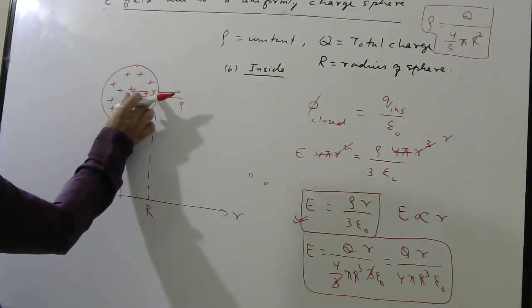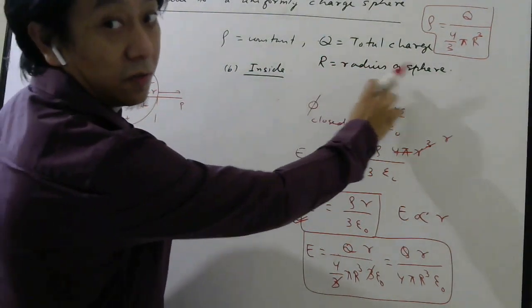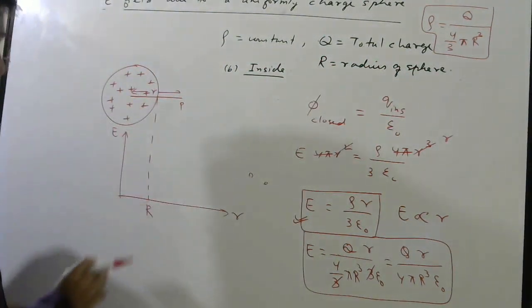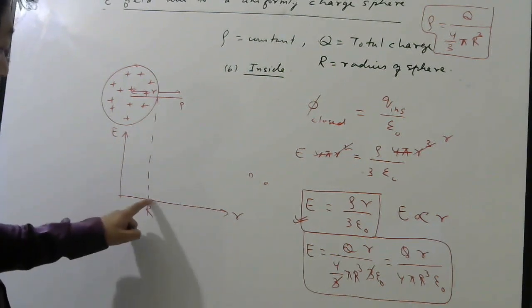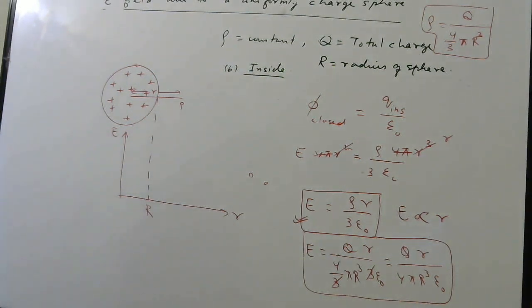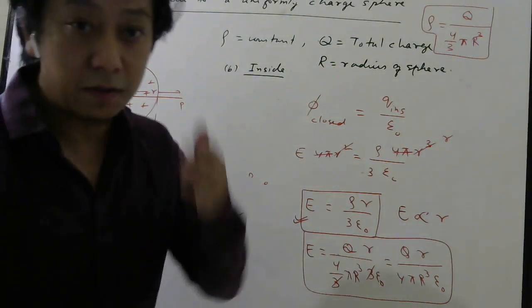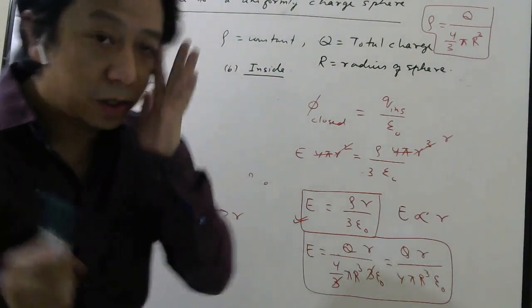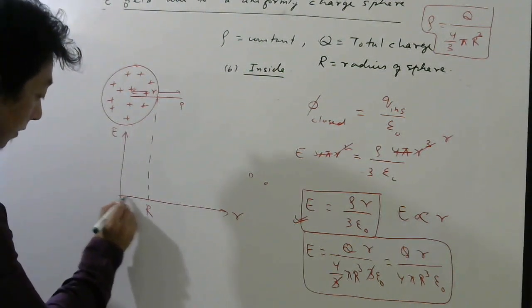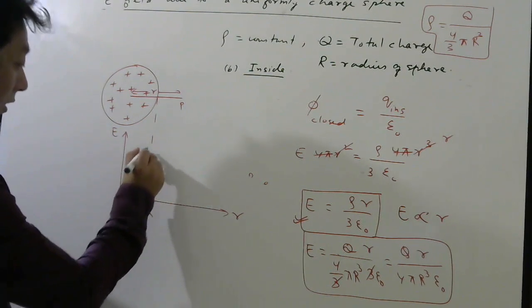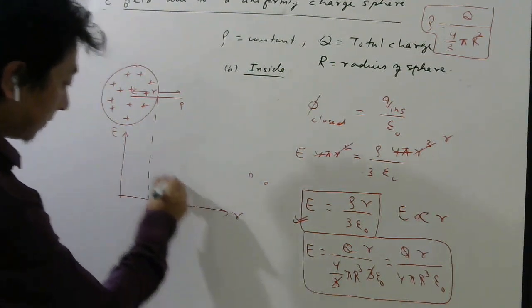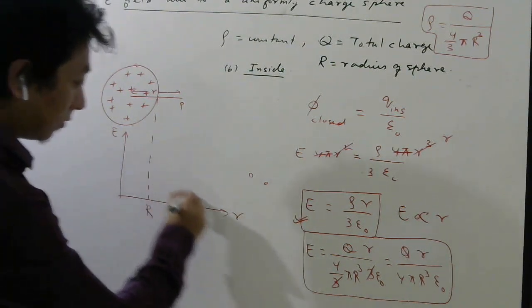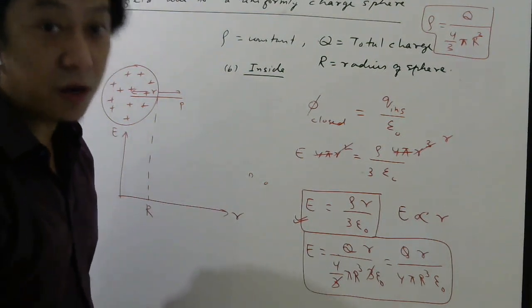This is capital R, right? Capital R is the radius of the sphere, which is this. So here your small r is capital R. So in the case of shell, if you go back and see the video, it was 0 inside and suddenly it jumps and then the graph looks like this. Remember, right? Because outside it was inversely proportional to small r square.